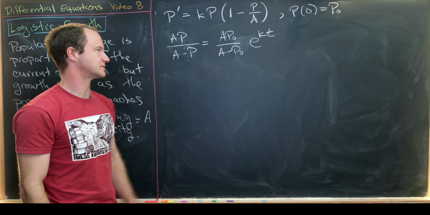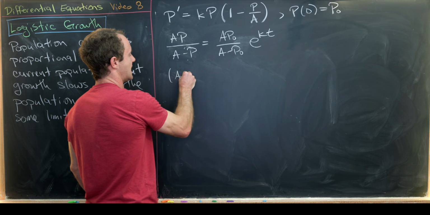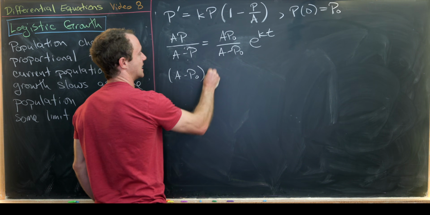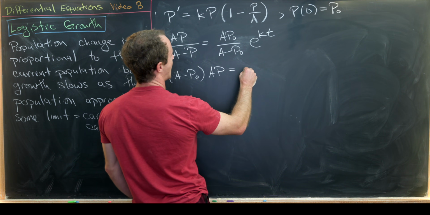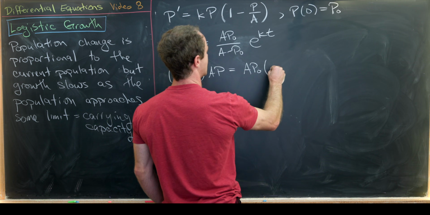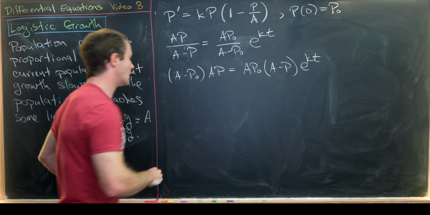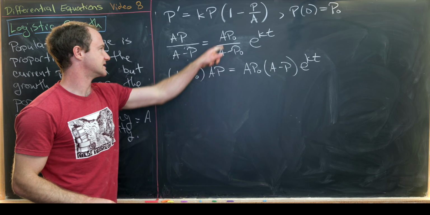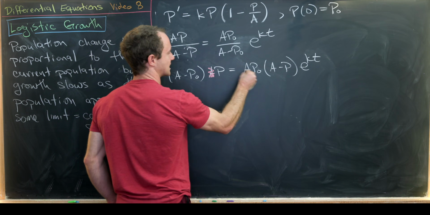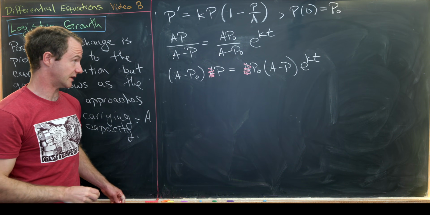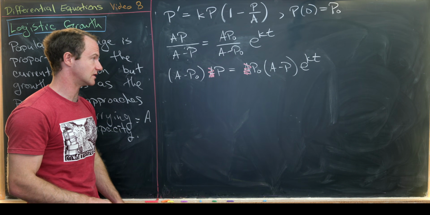And then we can cross multiply and start moving some things around. So that'll leave us with A minus P naught times A times P equals A times P naught and then A minus P times e to the kt. Okay, so let's multiply this up here and this up here. Now we can maybe cancel this A from both sides. That simplifies everything a little bit. And then we can gather everything that's a multiple of P on one side of the equation.